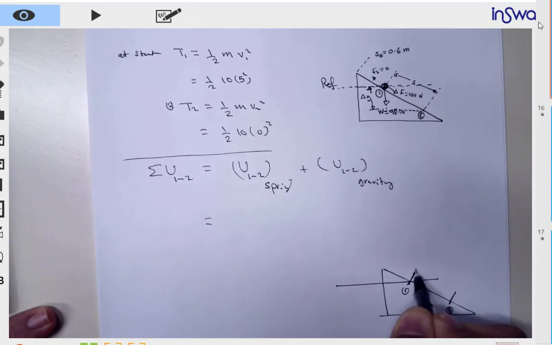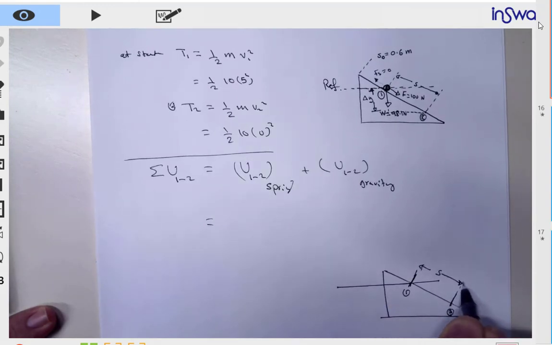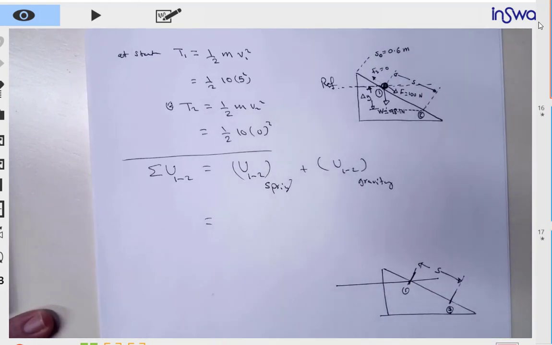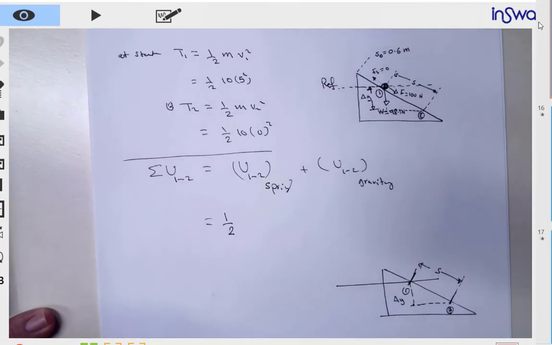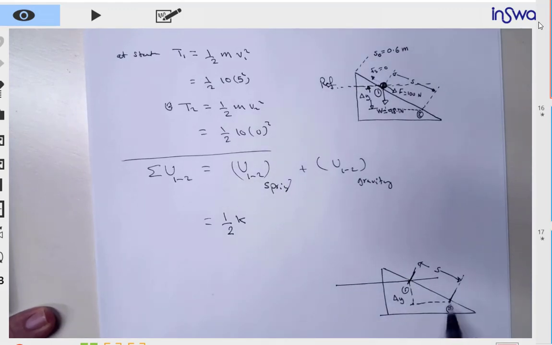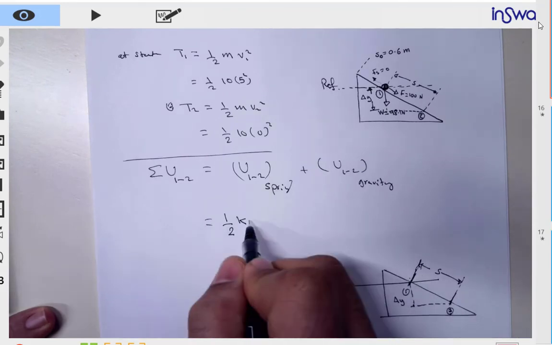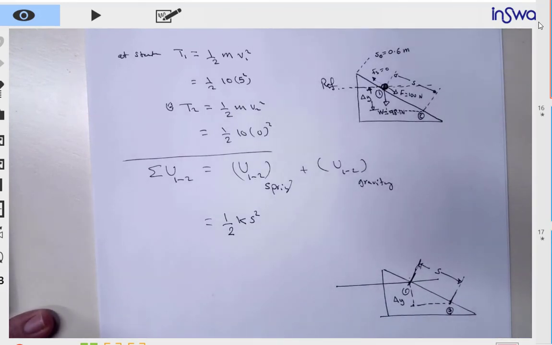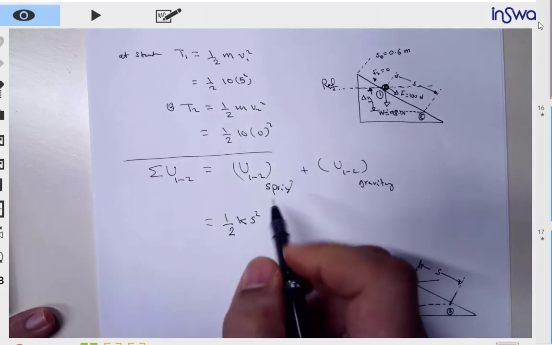This is the unstretched position. So this is how much the spring is stretching before it stops. And just for clarity, this is my delta y from here to here. The work for the spring is equal to half k times the distance traveled. I'm taking this as the reference, s2 minus s1, from the unstretched position.